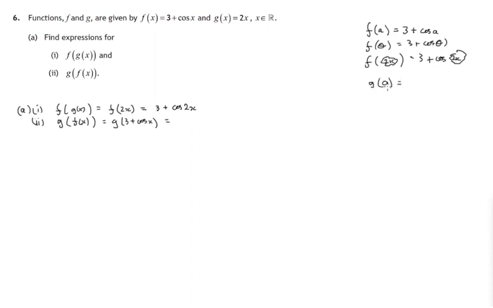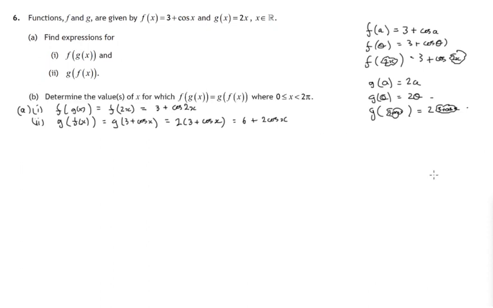For instance, if we put a into g, the formula tells us twice a comes out. If we put theta in, twice theta would come out. If we put blob in, twice blob would come out. And in this case, blob is 3 plus cos x. So we get twice 3 plus cos x. Twice, and that's the whole of 3 plus cos x, which is 6 plus 2 cos x. So there's our second expression.